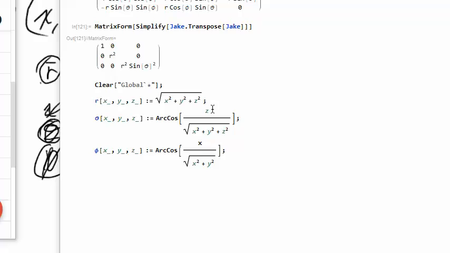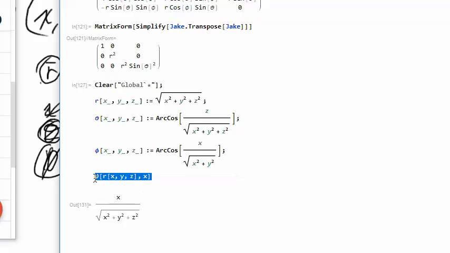All right, there's our three functions. R is the square root of x squared plus y squared plus z squared. Theta is arc cosine of z over the square root of x squared plus y squared plus z squared. And phi of x, y, z is arc cosine of x over the square root of x squared plus y squared.